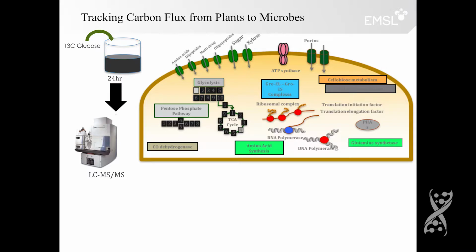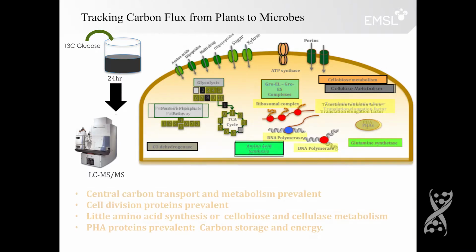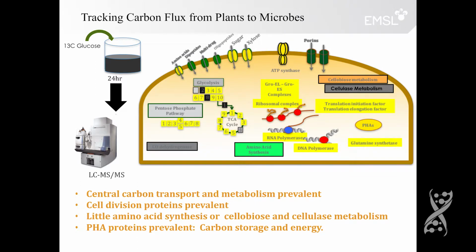Now, I'm going to overlay on here the proteins that we saw that demonstrated a label. The way we find the label is we look at our mass spectra and we look for a shift in an isotopic pattern indicating that there's heavy carbon in there. If we overlay our labeled proteins, a number of these light up as yellow. We see a lot of glycolytic proteins, pentose phosphate proteins, our TCA cycle proteins. We see these PHAs, which are associated with carbon storage and energy.